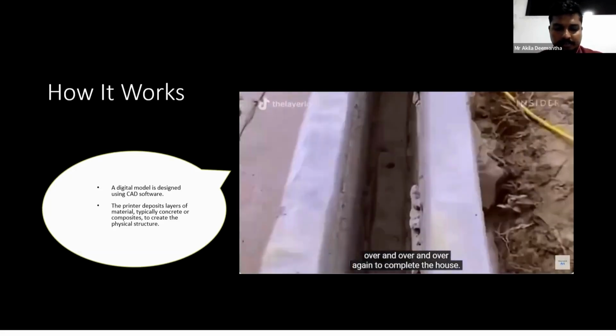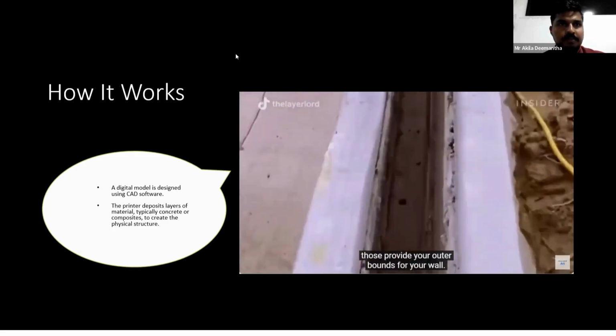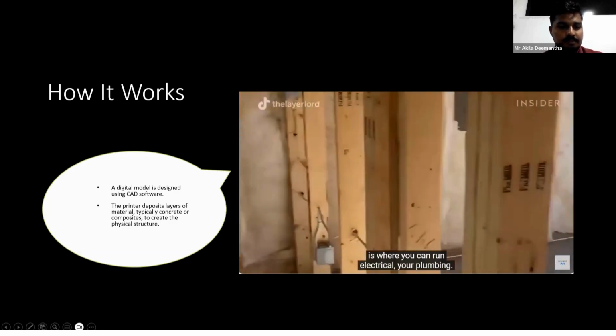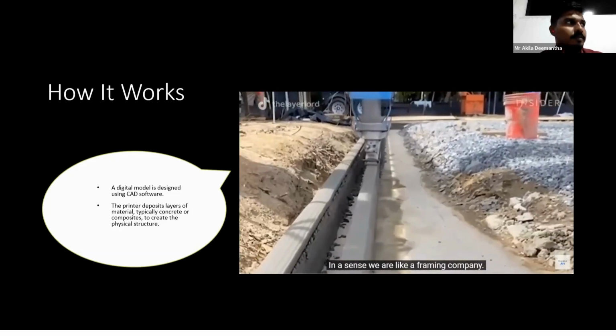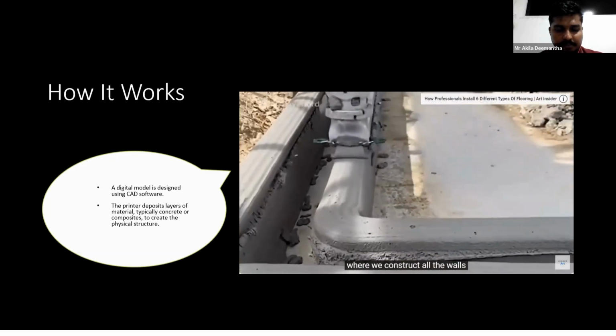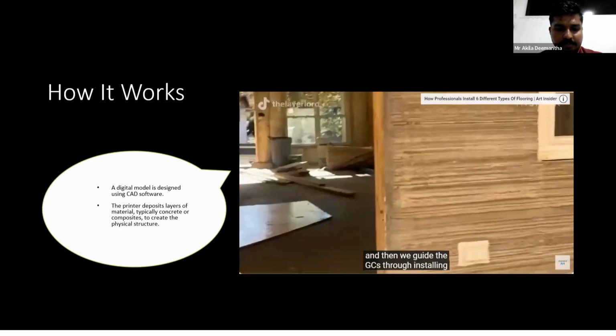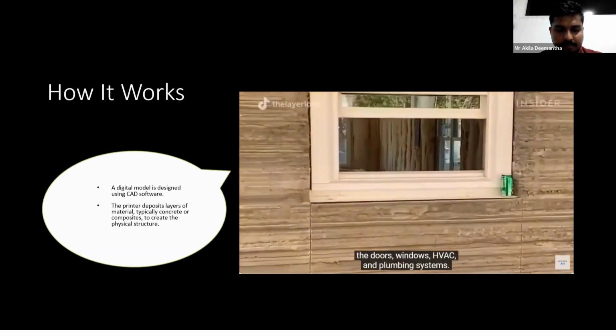The two rails, if you will, provide your outer bounds for your wall, and so in that middle portion is where you can run electrical and plumbing. In a sense, we are like a framing company. However, we're much more of a hands-on system where we construct all the walls and then we guide the GCs through installing the doors, windows, HVAC, and plumbing systems.